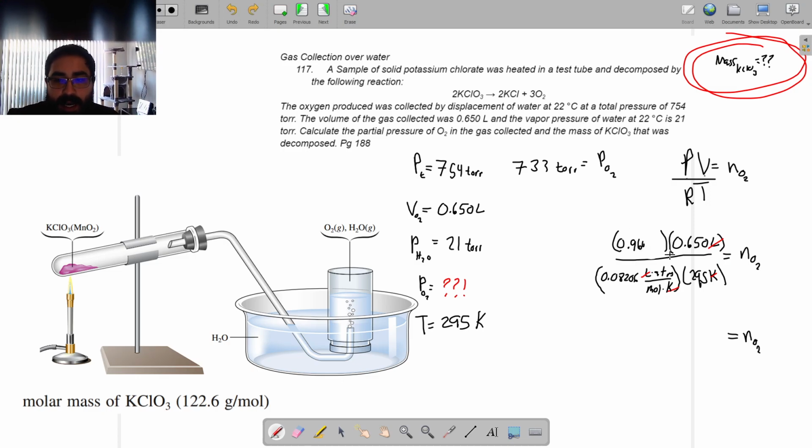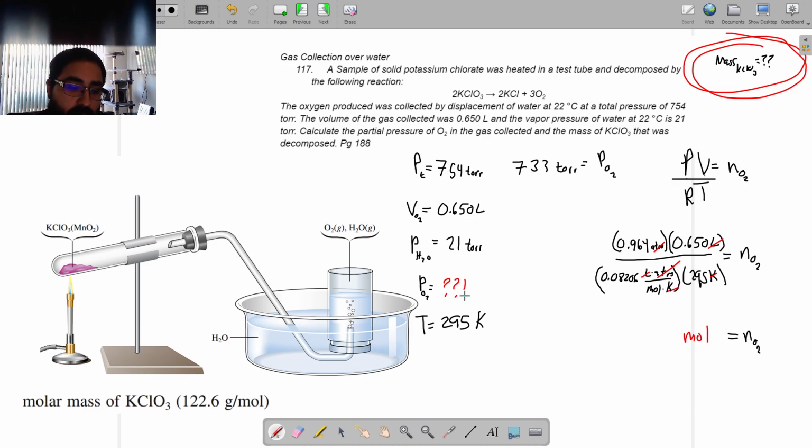Uh-oh, that looks like a 9. I don't want to mess that up because when I put it in my calculator, I'll cry if it's wrong. All right, so look at that. The ATMs now cancel. We're dividing by 1 over moles, so our answer is just going to be in moles.